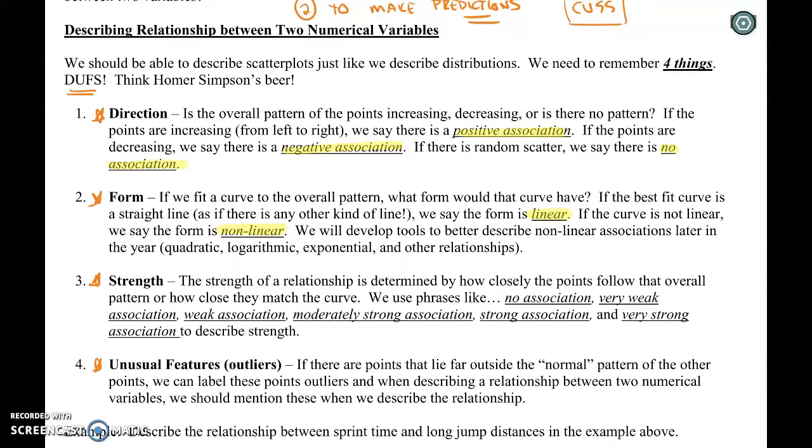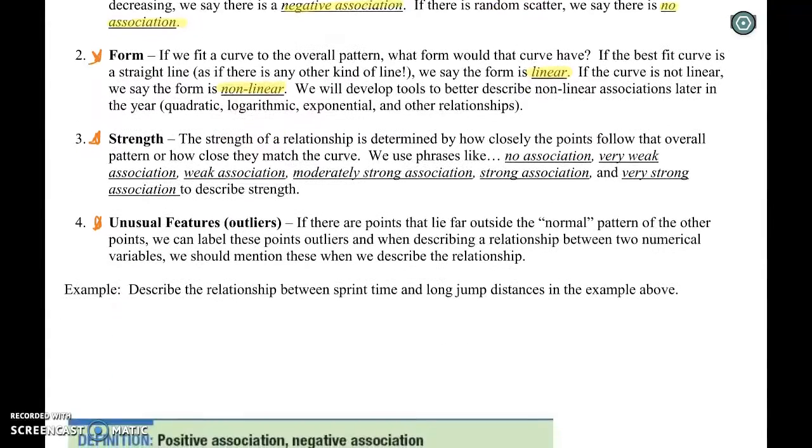Unusual features. Are there any points that lie far outside the normal pattern of the other points? We can label these points outliers when describing the relationship. We're going to talk about outliers a little more later on, and we're going to learn about points that are influential as well.